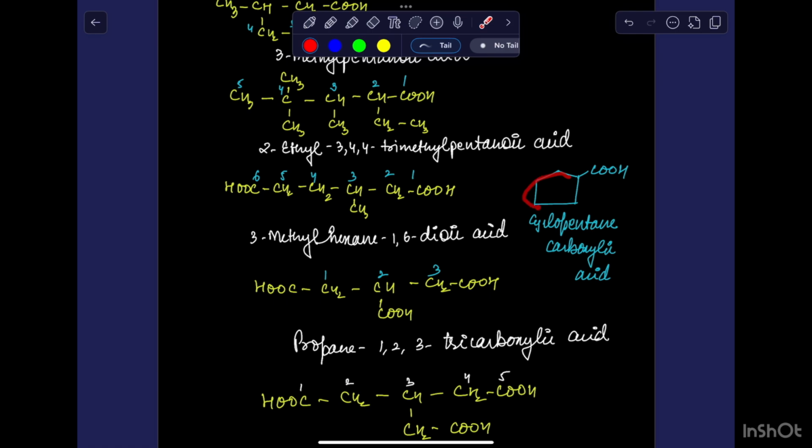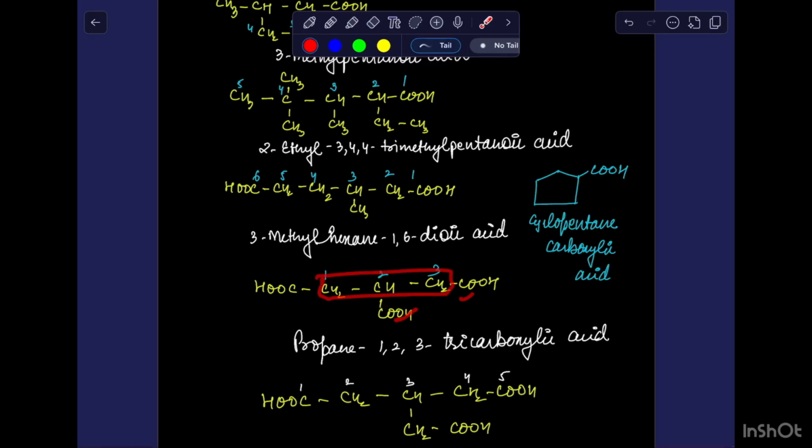Similarly, here you can see that I have used the suffix carboxylic acid. This suffix is used when the carbon of the carboxylic acid cannot be included in the main chain. So that is why the name is cyclopentane carboxylic acid. So you can understand that this molecule will have a total of 6 carbon.